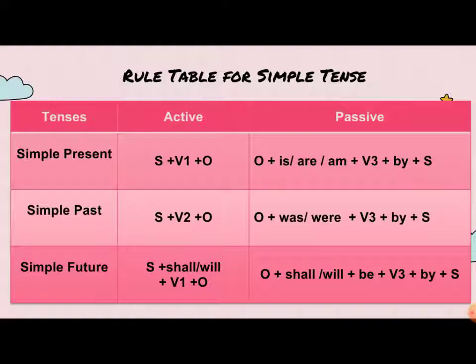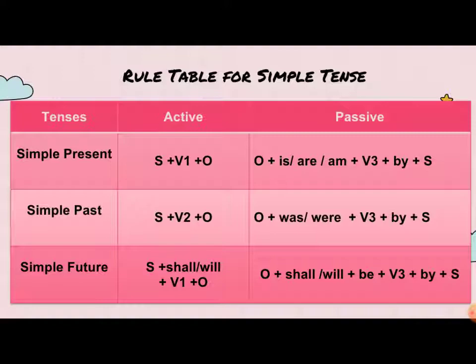If the sentence is in the past tense, in active voice the structure will be subject plus the past form of the verb plus object. So when you change it into passive voice, it will become object plus the helping verb, because the sentence is in past tense, so you will use the helping verb was, were, and the past participle form of the verb plus by plus subject.